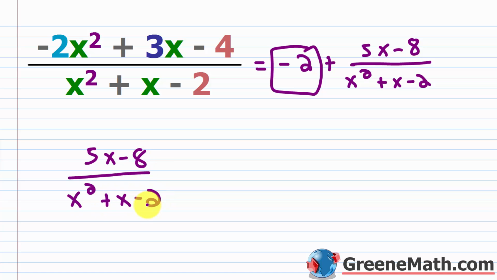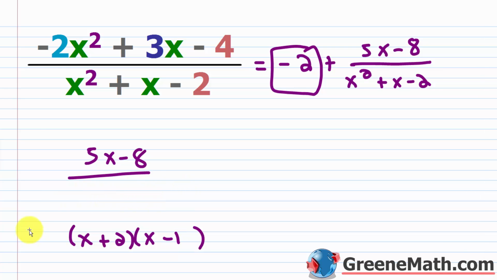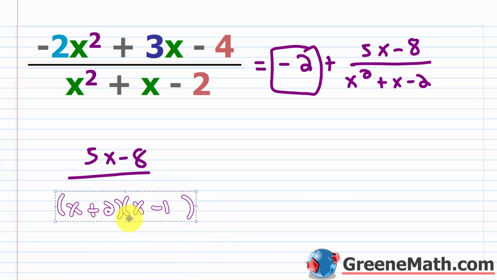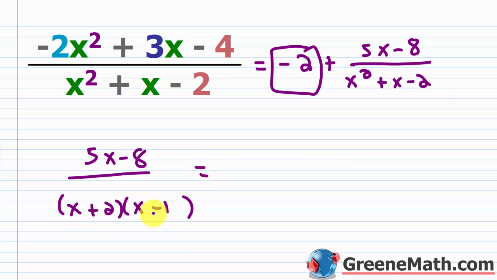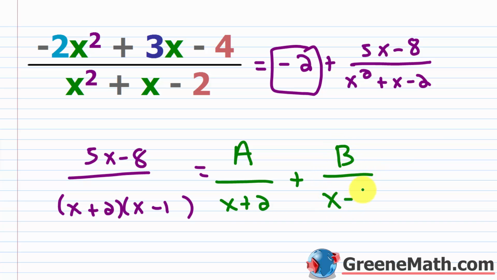So factor the denominator. This guy's going to factor into what? So it's going to be x here and x here. I know that it's going to be plus 2 and minus 1. Okay, so let's just erase that and move this up here. And again, what do we do? Well, for each distinct linear factor, I've got to have a fraction with a denominator with that guy. So I'm going to go A over x plus 2, plus B over x minus 1.